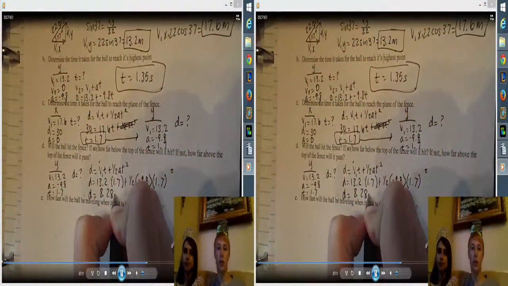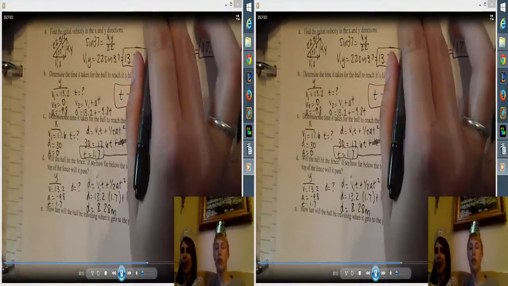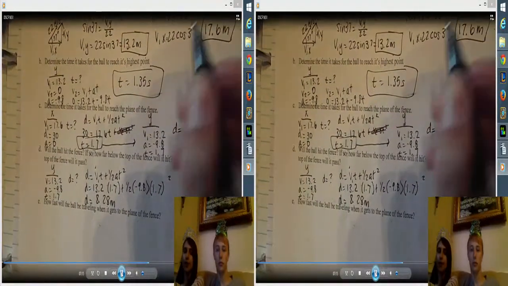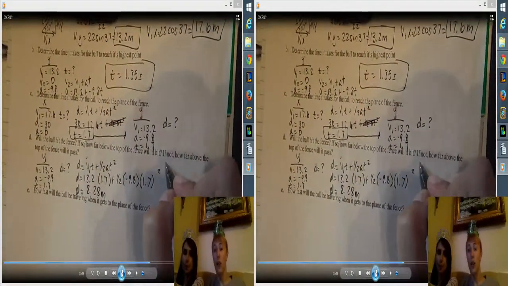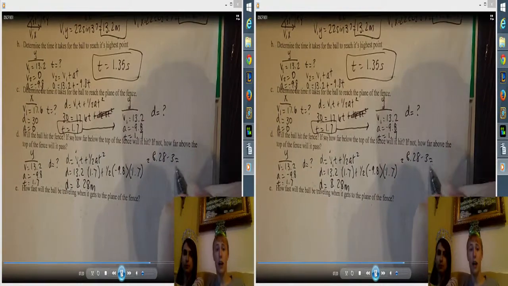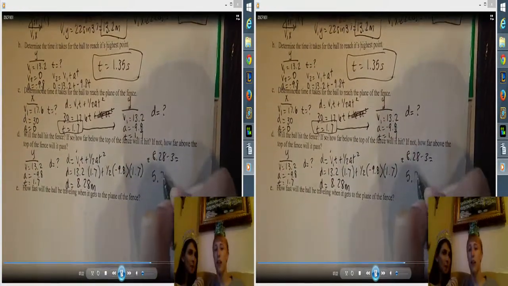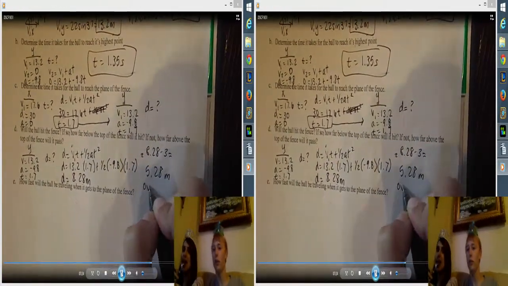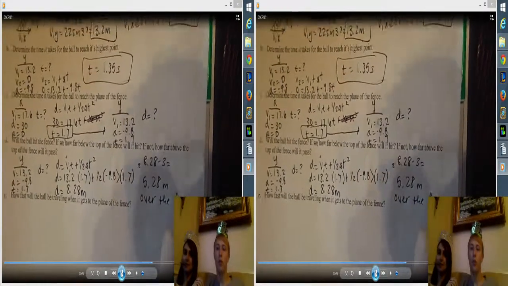Alright, so we're solving for it. D is equal to 8.28 meters. And the fence is 3 meters high. So it's going to go over the fence by, what is that, 5.28? There we go. Look at that. Nice math skills.